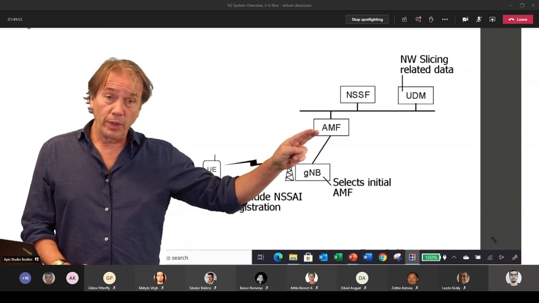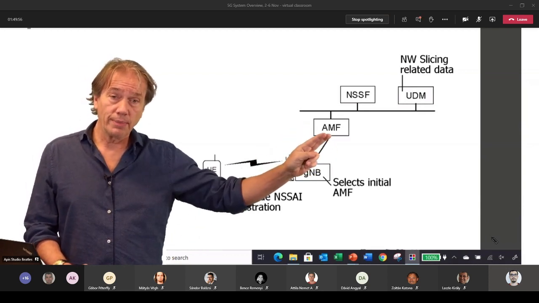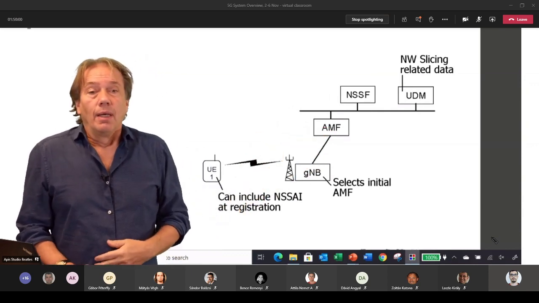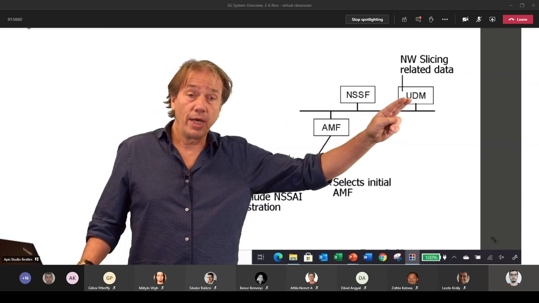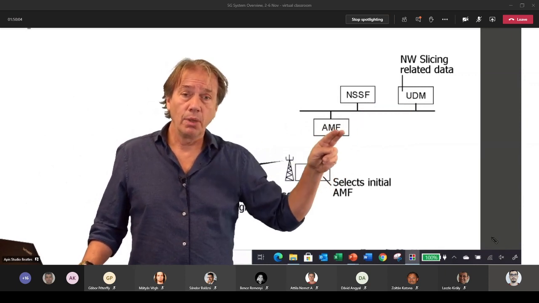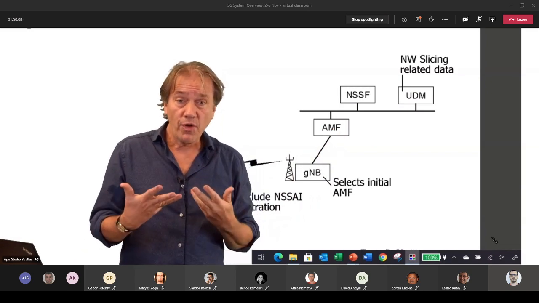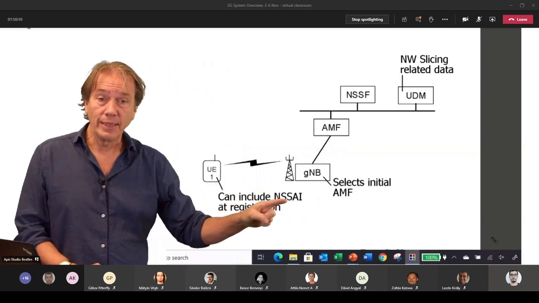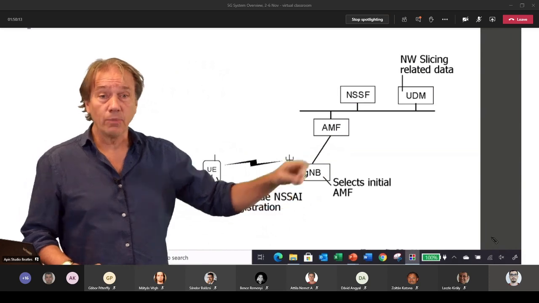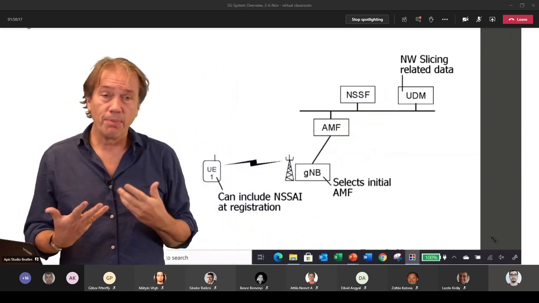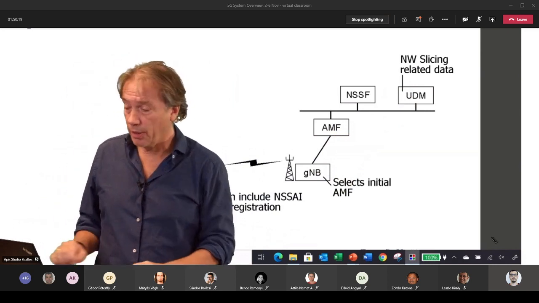So the registration request will go to the AMF, and the AMF will contact the UDM and pull the relevant part of the subscription profile. It will of course verify is this in line with what the subscriber data says. So some type of verification will be done.